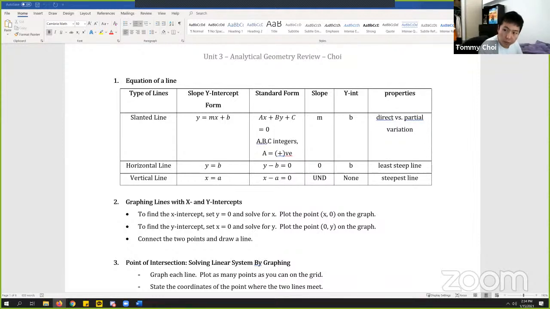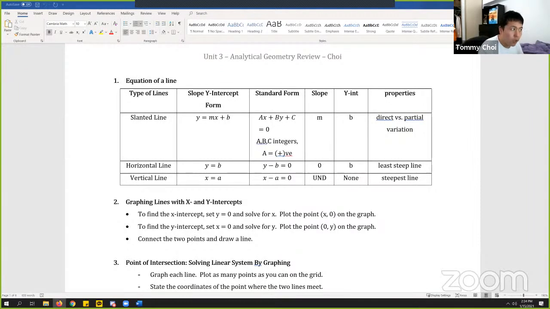We've seen it here and there. You should know that that is also a linear equation. The slope is represented by m, and the y-intercept is represented by b. And of course, we have the two types, which are the direct and partial variations. Hopefully, you did not forget about that from Unit 2.